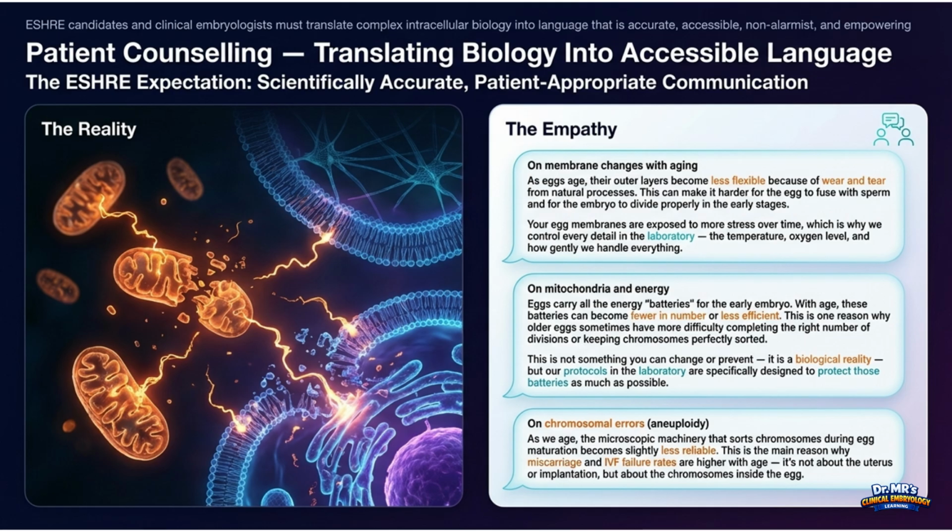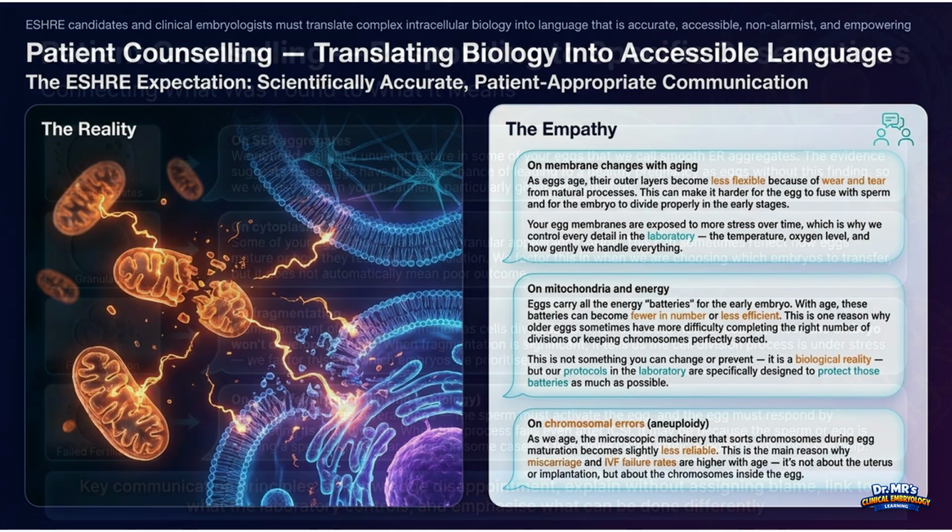And aneuploidy, that word itself sounds terrifying to a patient. You frame it around the machinery. To create a healthy embryo, the egg has to sort thousands of DNA threads perfectly. To do this, it builds a microscopic sorting machine. As we age, the parts of that sorting machine become less sticky and a little less reliable, so chromosomes occasionally get sorted into the wrong pile. I really like that. This is profoundly comforting to patients. It shifts the blame away from their behavior or their body rejecting a pregnancy and frames it exactly as it is. A microscopic mechanical error.